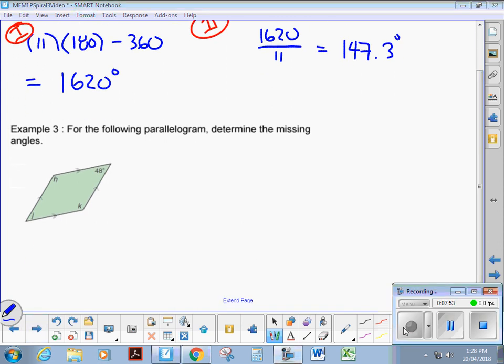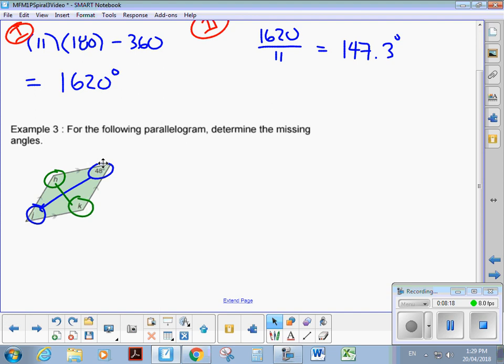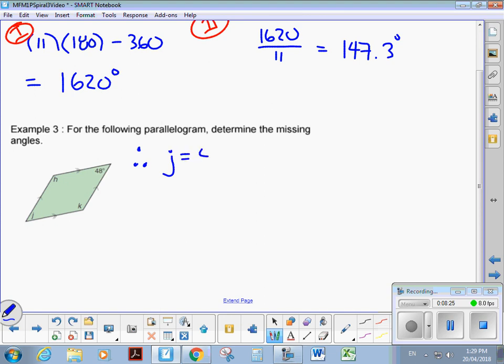In example 3, which is our final example, it's a parallelogram. So we have parallel sides here. With a parallelogram, it has some special properties. With the parallelogram, opposite angles, excuse me, are actually equal to each other. So if opposite angles are equal, that tells me that angle J has to equal 48 degrees.